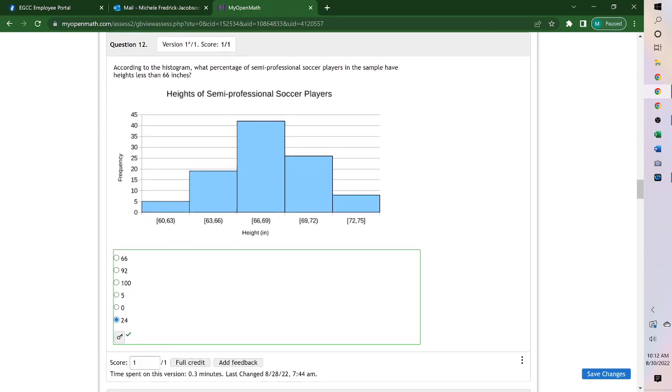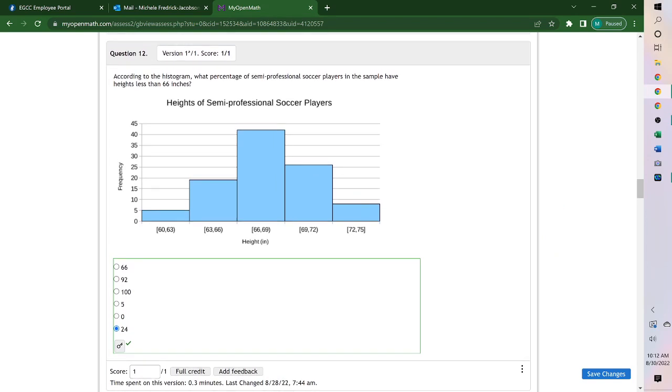I guess we'll look at this one since we're on it. According to the histogram, what percentage of semi-professional soccer players in the sample have heights less than 66 inches? So less than 66 would be these two bars, because notice 66 is not included in here. It goes into this one because it has the square bracket. So it would be these two added together, which is 24.